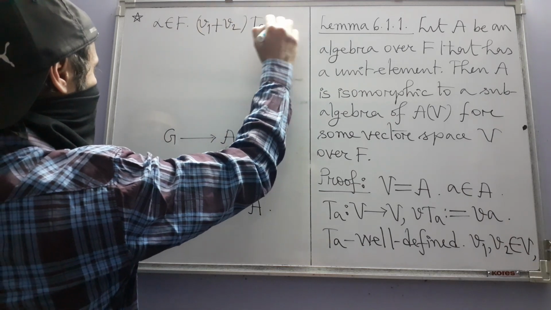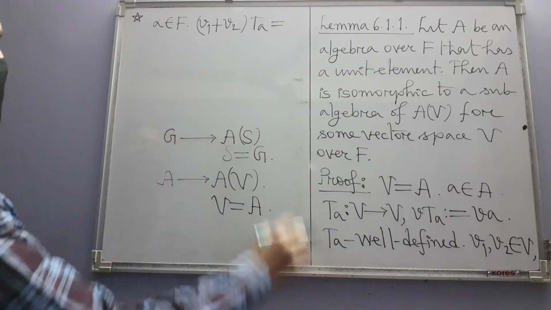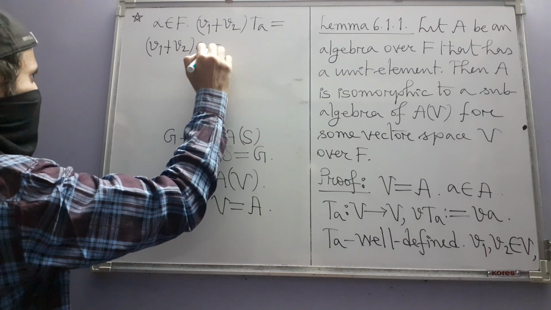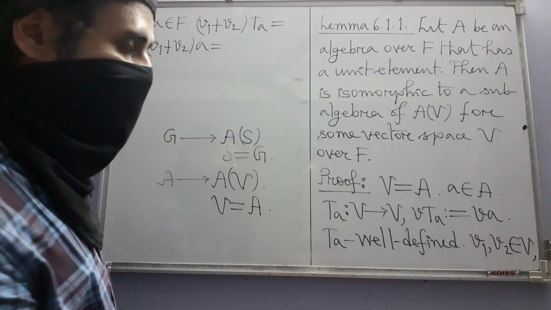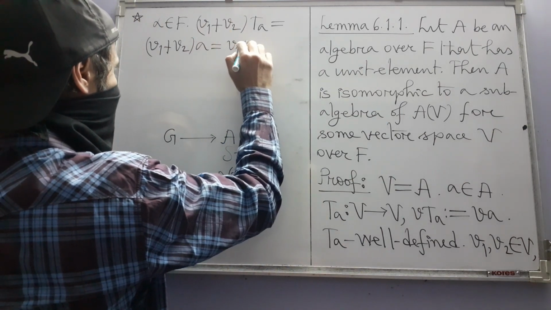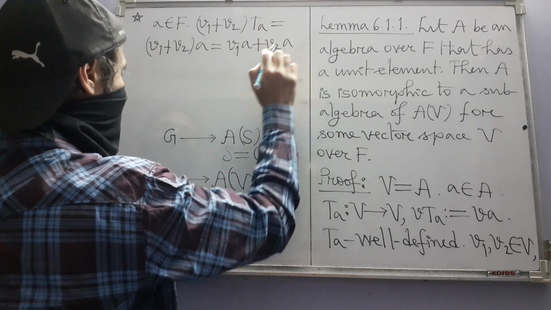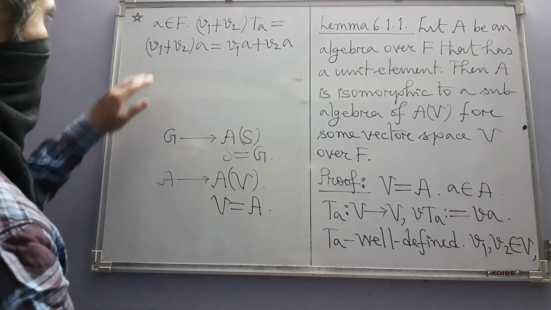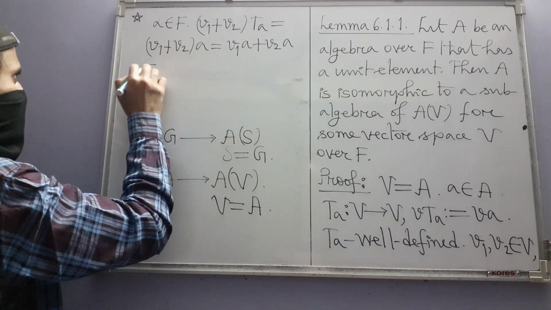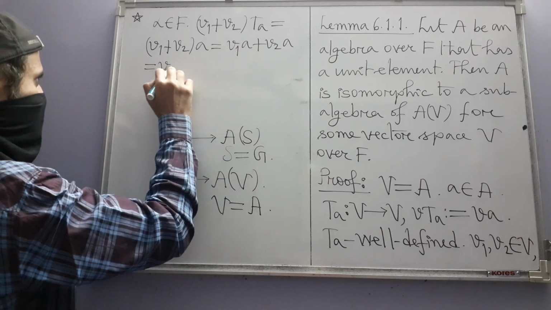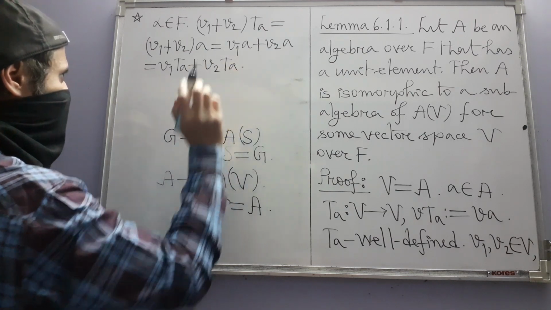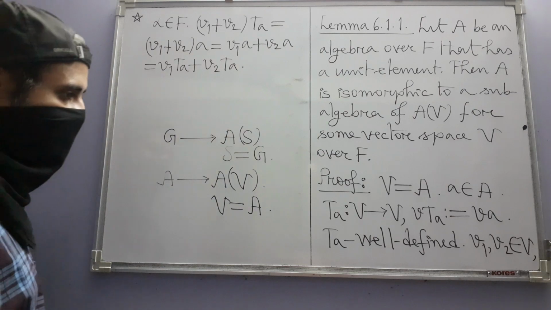Let's see. What happens when we apply TA on V1 plus V2? By definition, this is V1 plus V2 times A. And now the fact that we have a distributive law is going to help us. So this is V1A plus V2A. Never forget what we are doing. We are in a ring and this is the right distributive law. And by definition, V1A is just V1TA and V2A is just V2TA. So yes, TA respects addition.